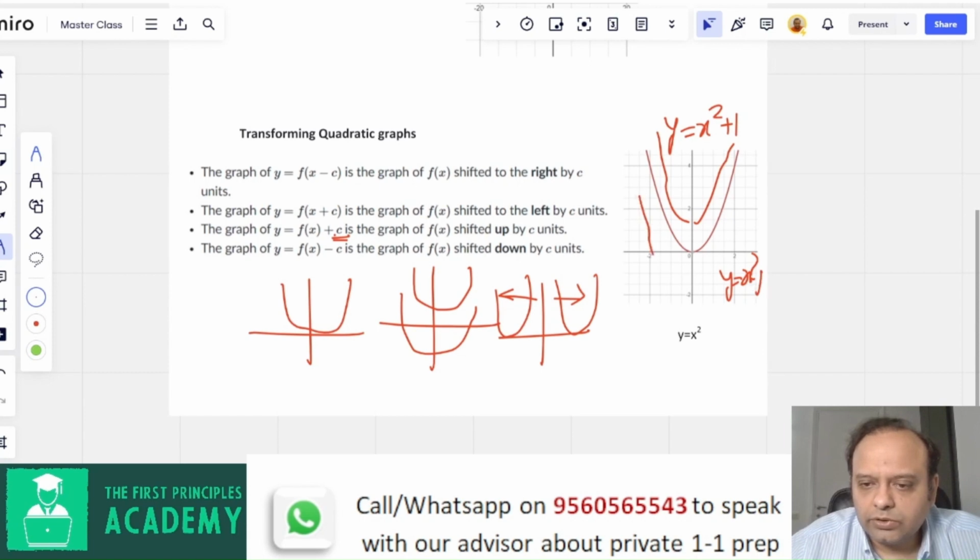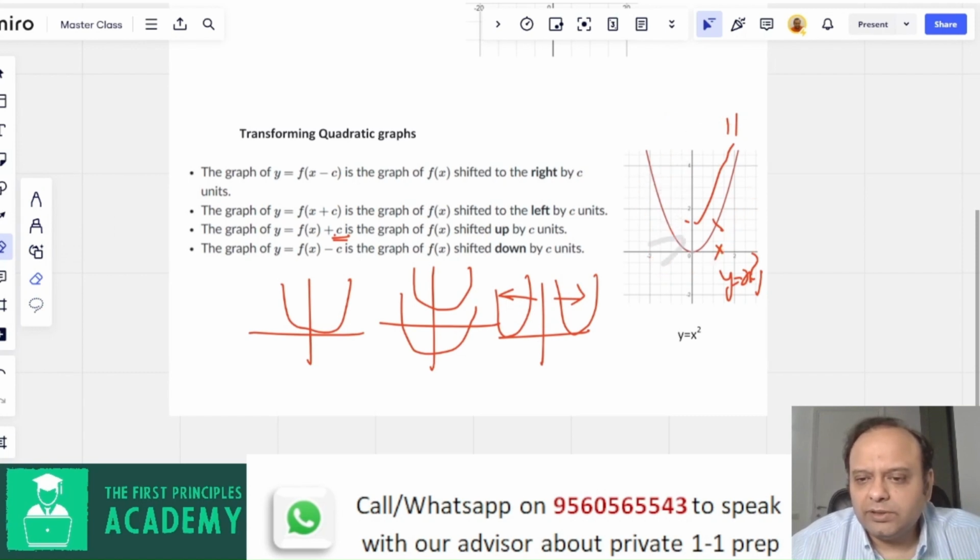Right, it will look something like this. It would have moved down by 1 unit. At this point, y is just down by 1. At this point, y is just down by 1. So every point it's down by 1. If you subtract 1 and if you add 1, it's up by 1. So this is more easy to remember.